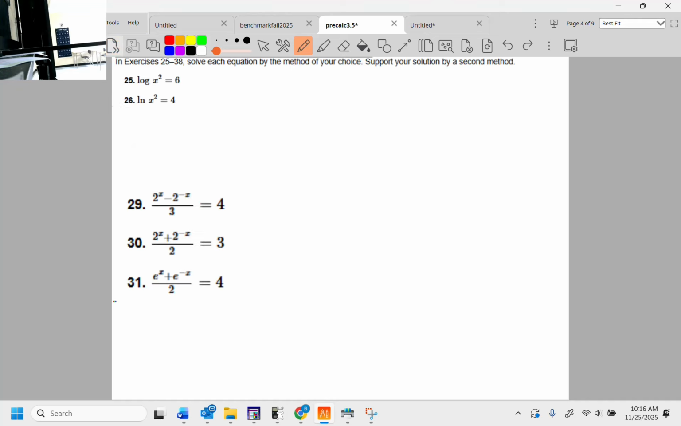Now, this says solve each equation by the method of your choice, and it says support your solution by a second method. I don't care if you support your solution or not. Just solve the blasted thing. That's all. So we have the natural log of x squared is 4. You could move the 2 out front. And you probably should, because if you don't, you'll end up with an extraneous answer. Now, I'll show you what I mean by that. But you should move the 2 out front.